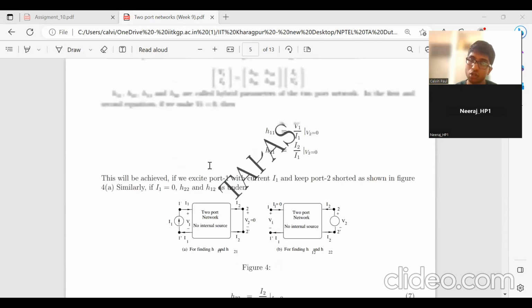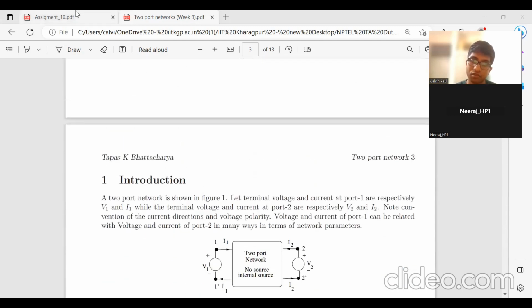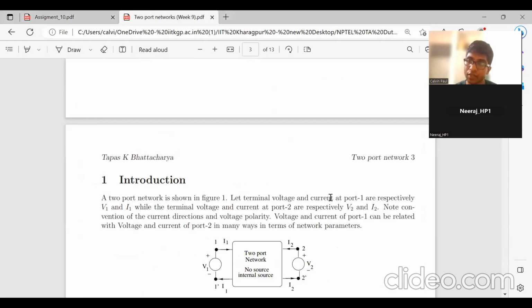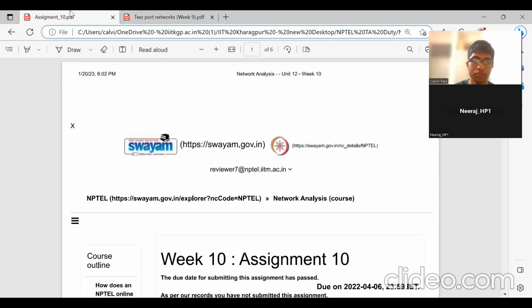And now we will go to solving the assignment. Okay, assignments. So till here, any doubt? If there's no doubt, I'll proceed with solving the assignment.